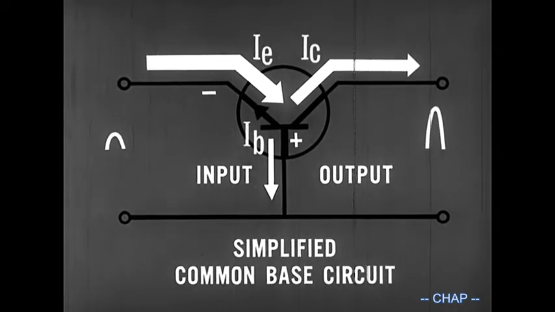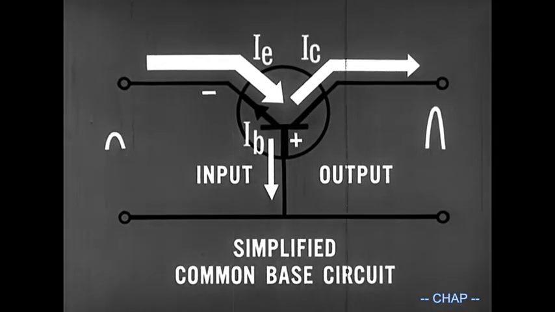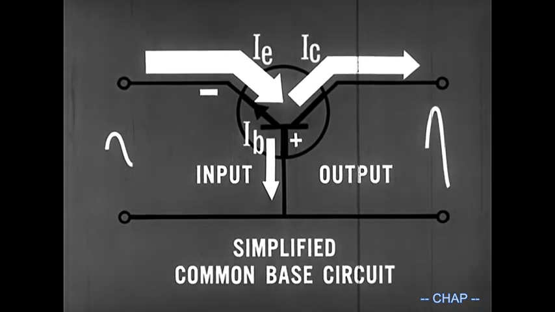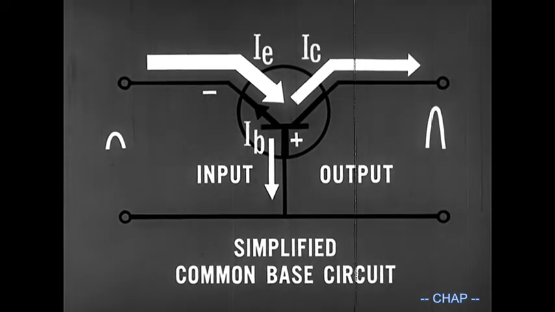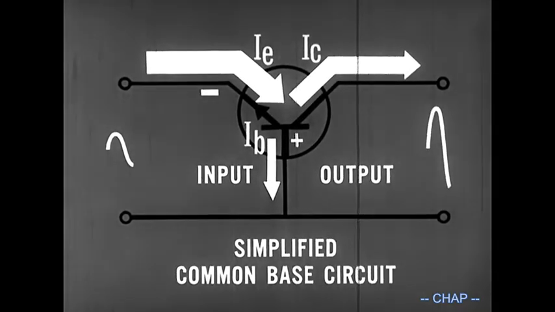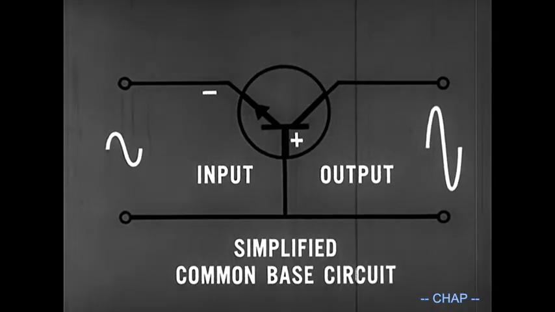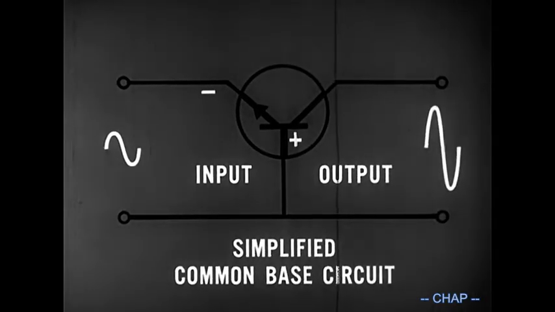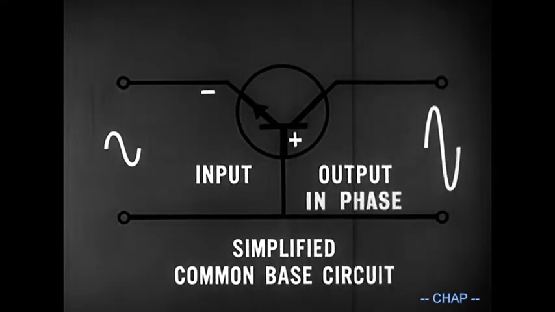During the negative input alternation, emitter current and therefore collector current first increase, then come back to normal again. This in turn causes the output voltage to decrease, after which it returns to normal. The common base circuit provides an amplified signal in phase with the input.